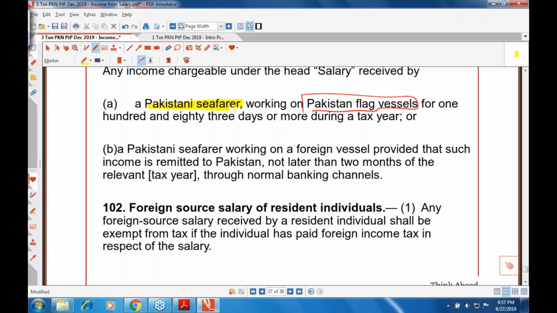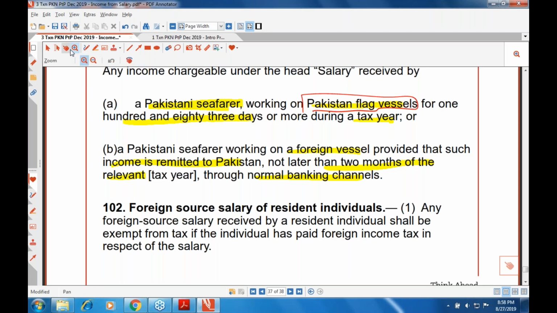So a Pakistani seafarer, you have to be a Pakistani national, working on a Pakistani flag vessel for 183 days or more during a tax year, or a Pakistani seafarer working on a foreign vessel, provided that such income is remitted to Pakistan not later than 2 months of the relevant tax year through normal banking channel. So if you are a seafarer working on a Pakistani flag vessel, your income from salary is exempt. If you are a seafarer working on a foreign flag, but you remit the entire amount of the salary to Pakistan, then your salary is exempt.